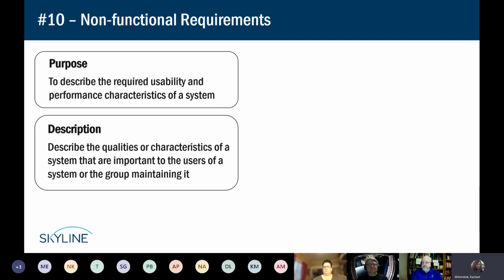All right, last but not least, this is dear and near to my heart. Who knows what non-functional requirements are?